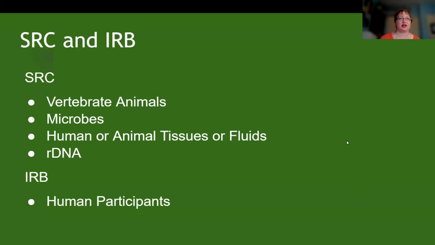Hi, I want to explain the difference between SRC and IRB and when each is needed. SRC, or Scientific Review Committee, is needed for projects involving vertebrate animals, microbes, human or animal tissues or fluids, and rDNA. This is for all high school projects and middle school projects which do not meet the middle school super easy rules. IRB, or Institutional Review Board, is for when a project has human participants or human subjects in it.